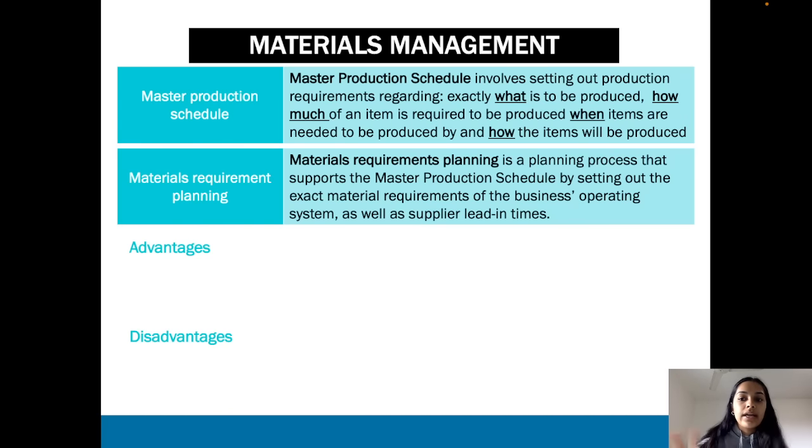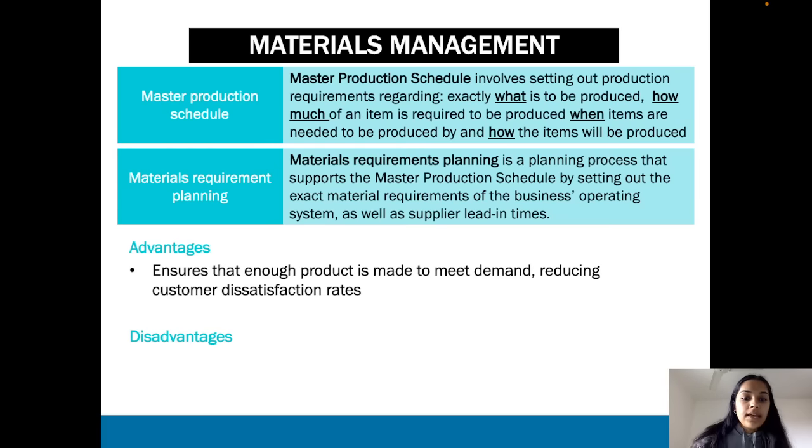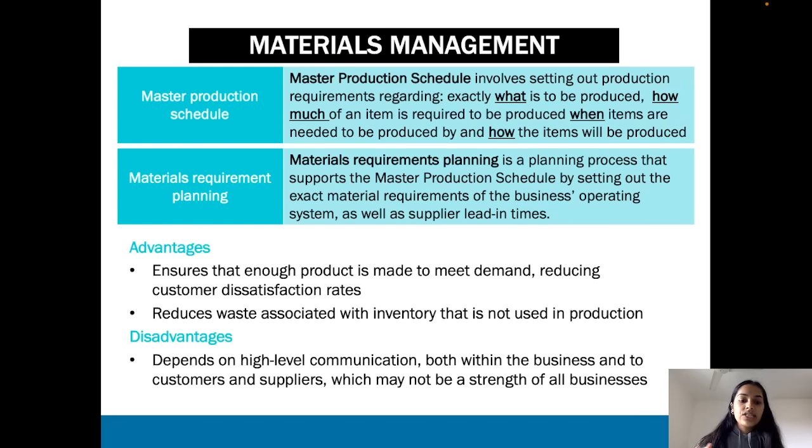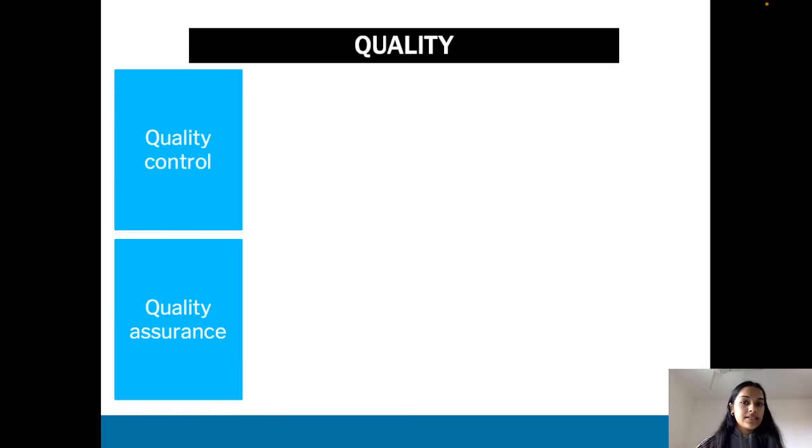And then materials requirement planning. This is more so a planning process that supports the master production schedule by setting out the exact requirements of materials of the business's operating system, as well as supplier lead time. So it's how the materials are going to be sourced and the exact material requirements. Advantages are that this ensures there's enough product to meet demand, reducing customer dissatisfaction rates. It also reduces waste associated with inventory that is not used in production. And then disadvantages are that there needs to be high level communication, both within the business and with customers and suppliers, but that might not necessarily be the strength of all businesses.